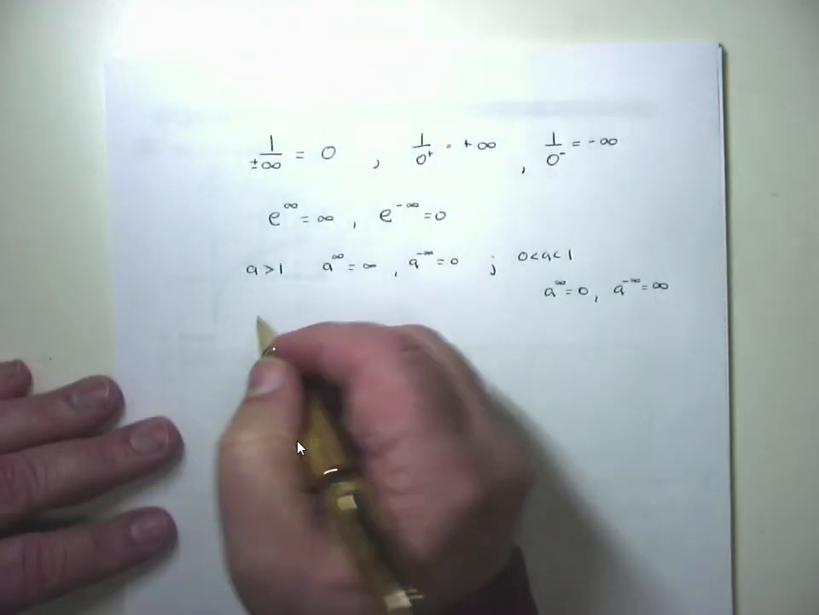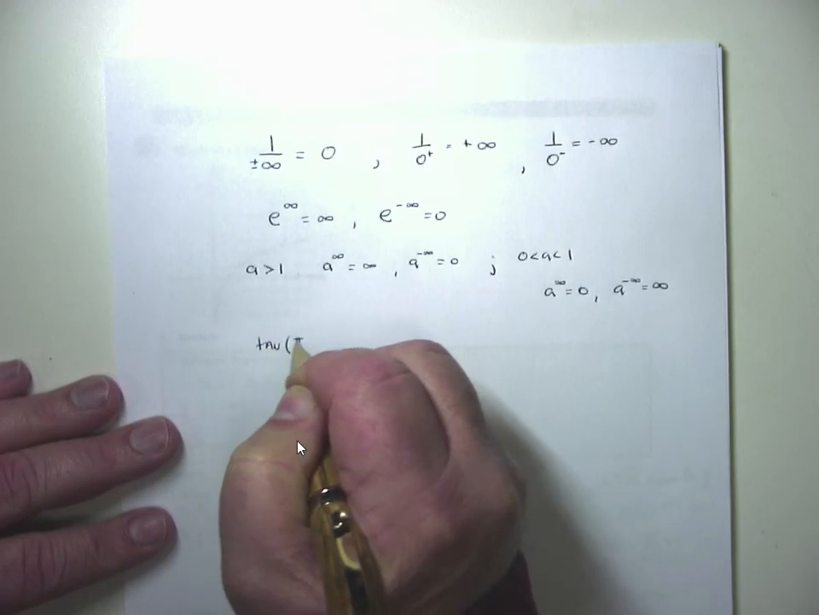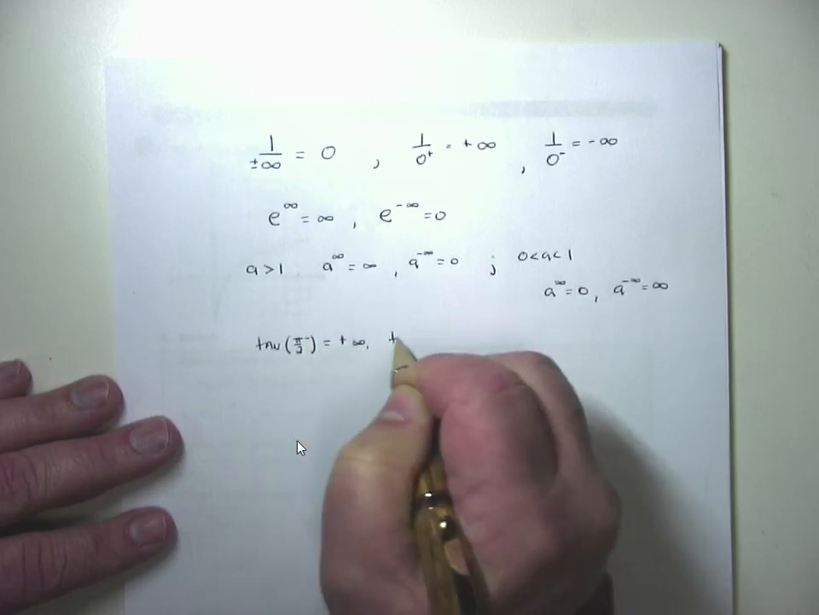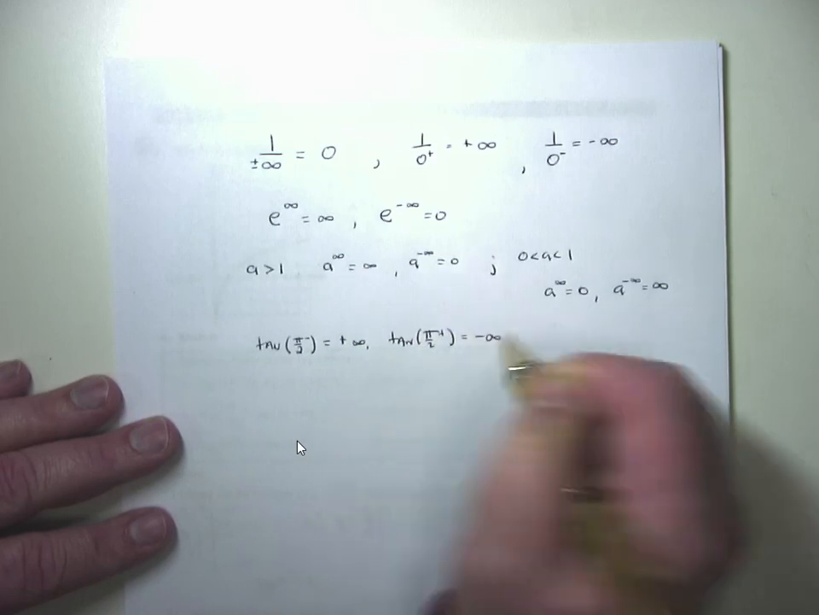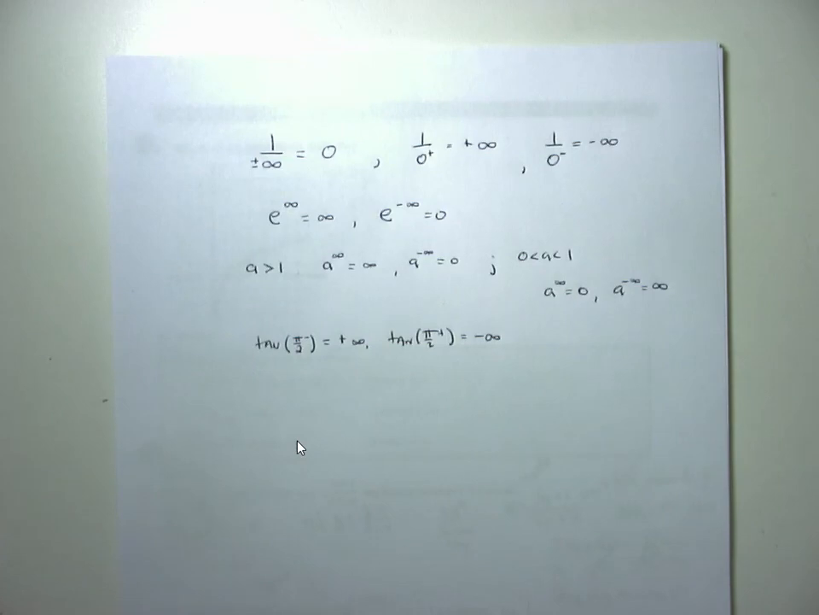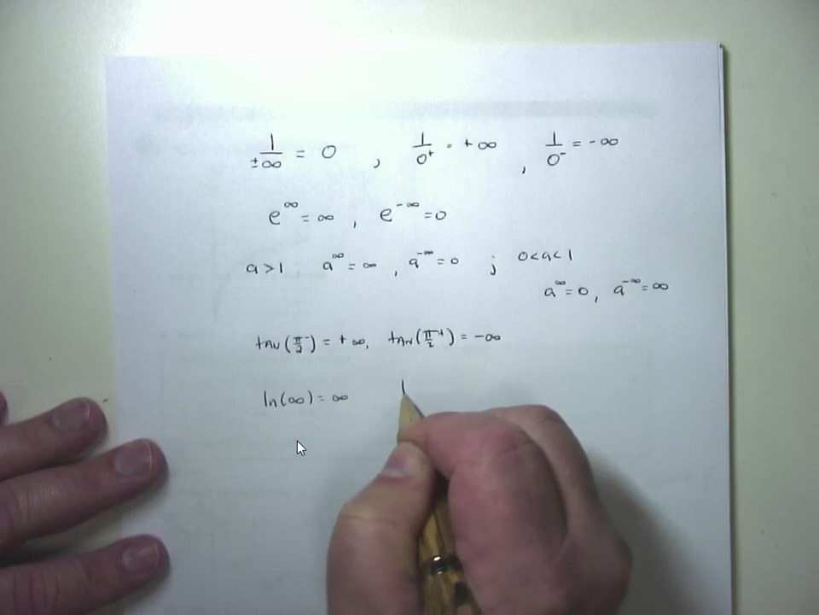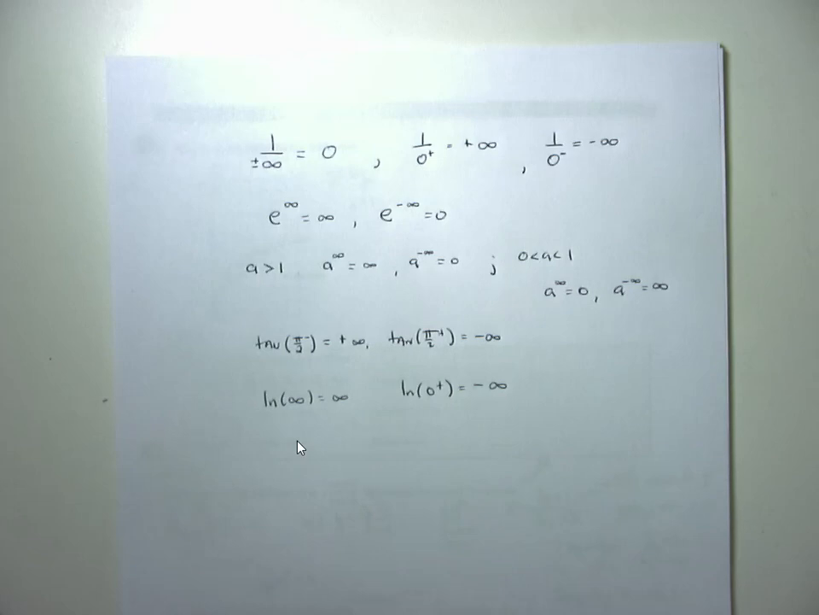Some of the other things you were supposed to know: the tangent of pi halves from below is equal to positive infinity. The tangent of pi halves from above is equal to negative infinity. The natural log of infinity is equal to infinity. However, the natural log of 0 on the plus side is actually negative infinity. So all these are some of those limit laws that we were discussing before spring break.